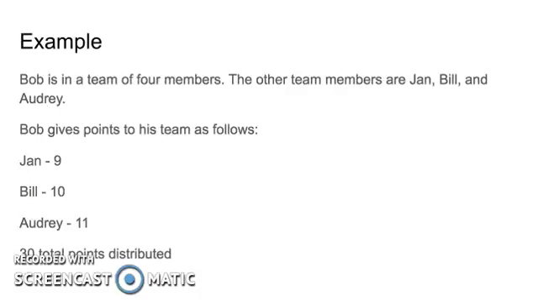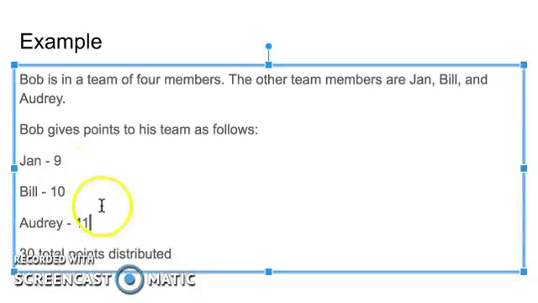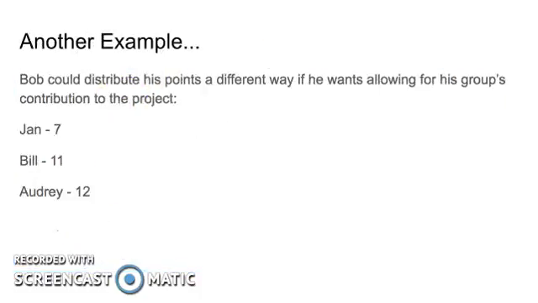So here's an example of how it would actually work. Bob is a team member of 4 people. The other team members are Jan, Bill, and Audrey. And so Bob would give points to his team as follows. Audrey down here is getting the 11 points. Jan is going to get the 9. And Bill, in order to make this round out, gets 10. Add all this up, you have 30 points in this example.